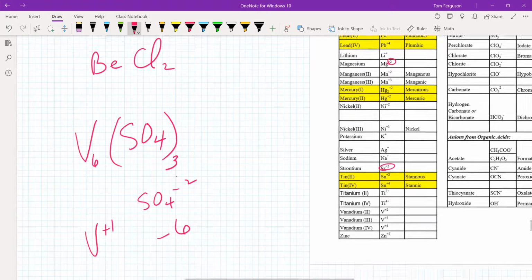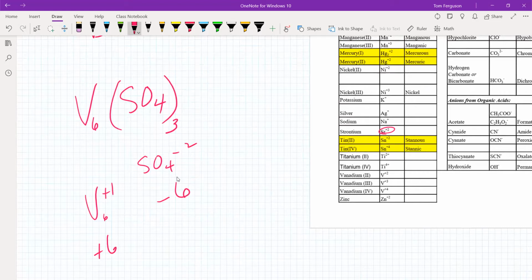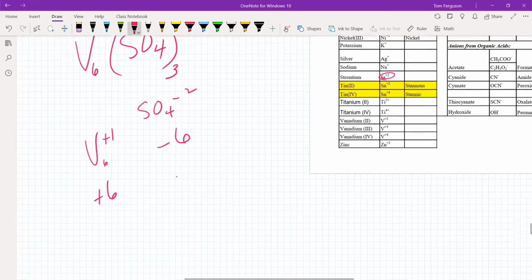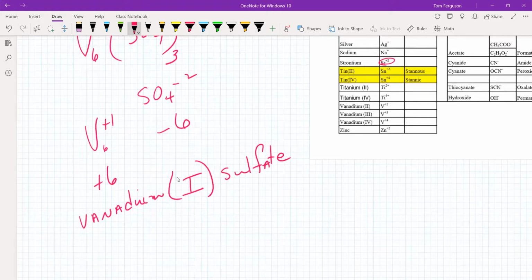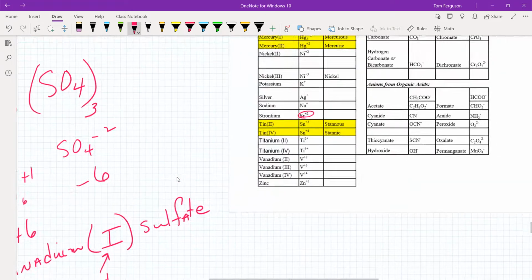Because we need +6 to balance the -6. So the name of that is going to be vanadium(I) sulfate. Remember, the Roman numerals indicate charge. Okay, I'm going to do a few more.